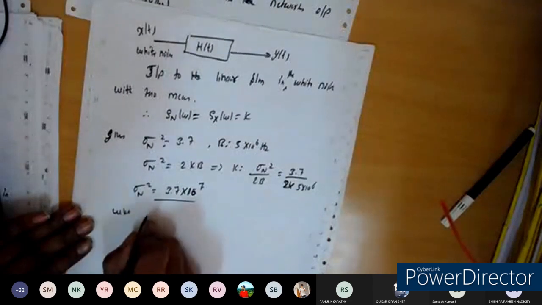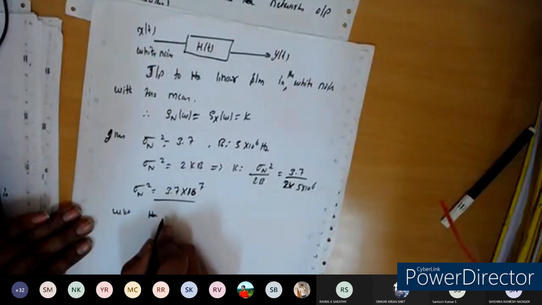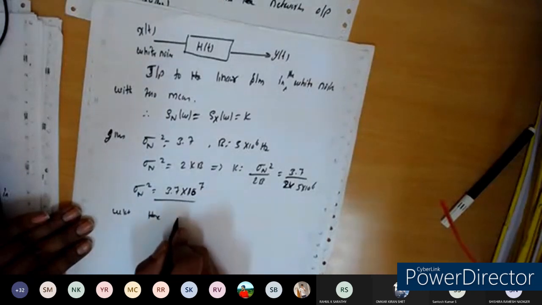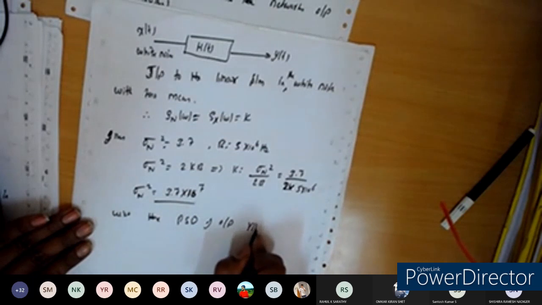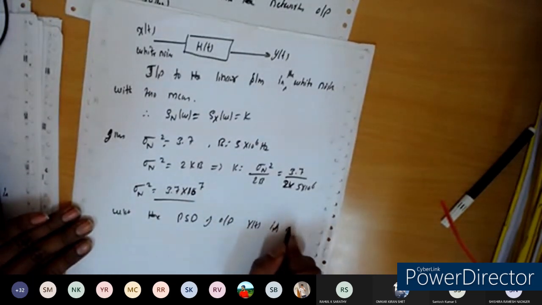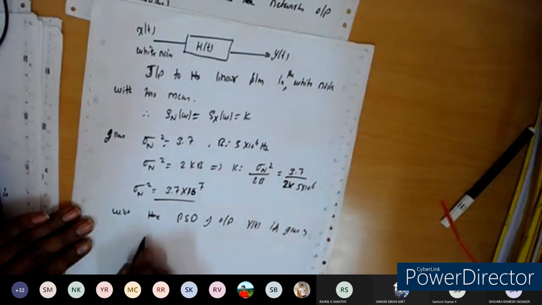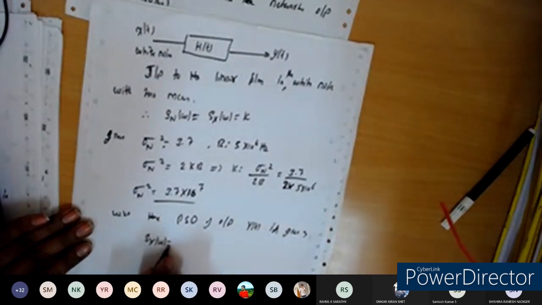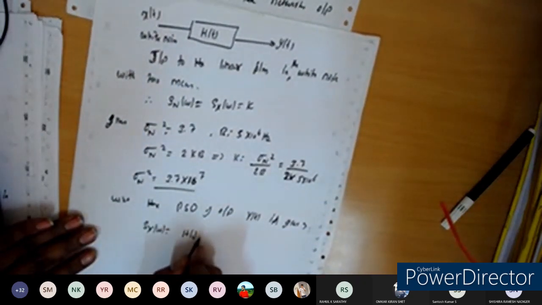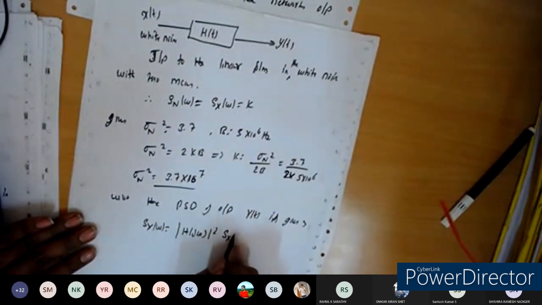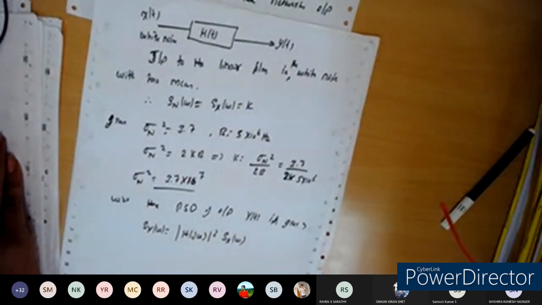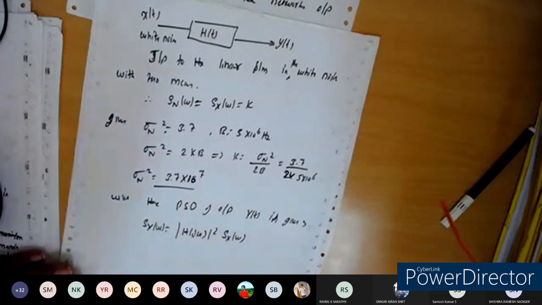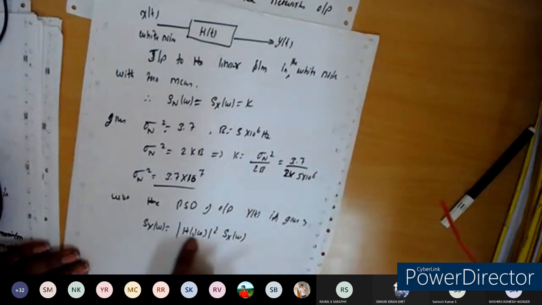We know that the power spectral density of the output y of t is given by Sy of omega, which will be equal to the magnitude of H of j omega squared, into Sx of omega.